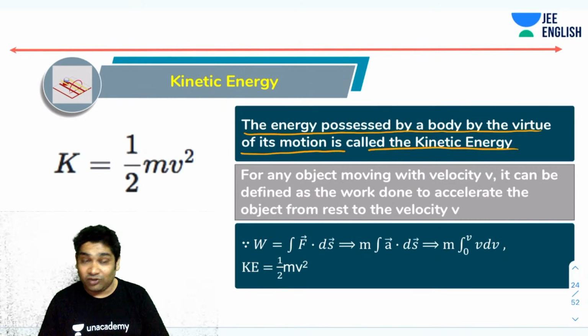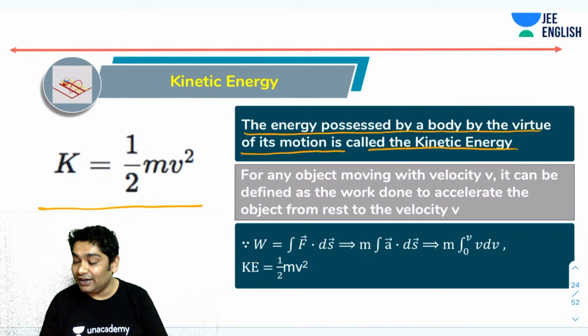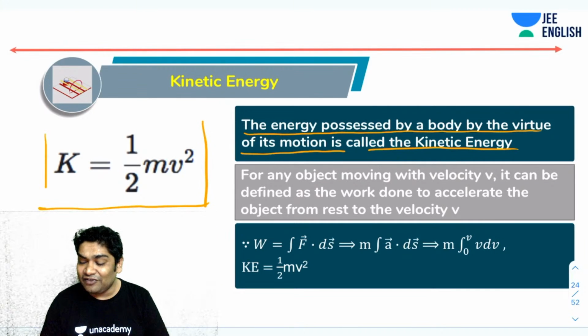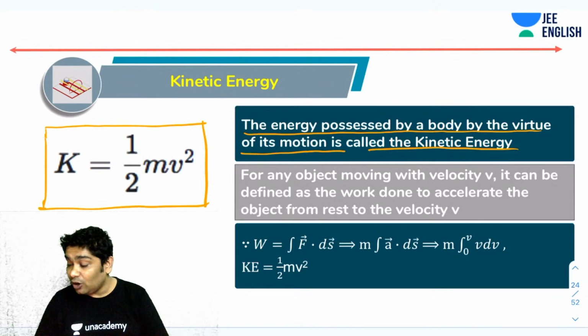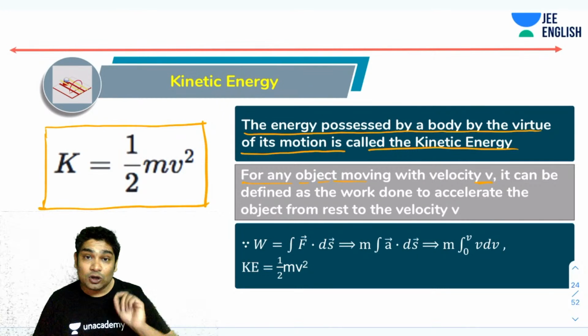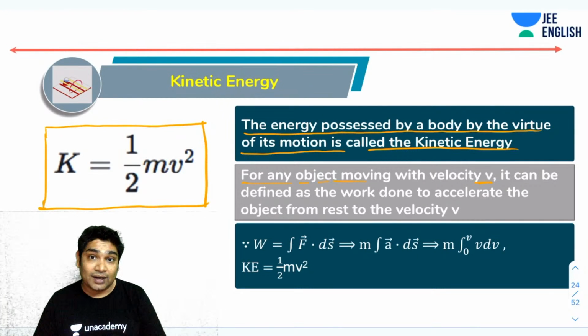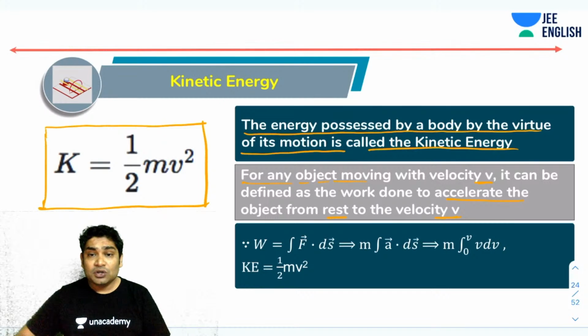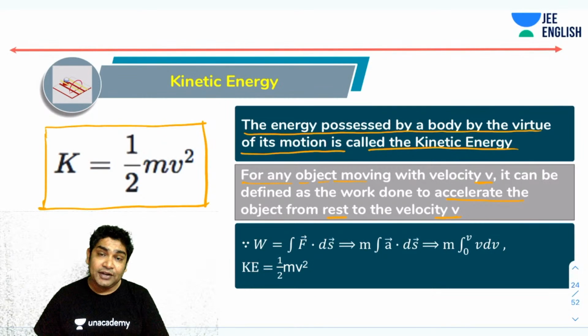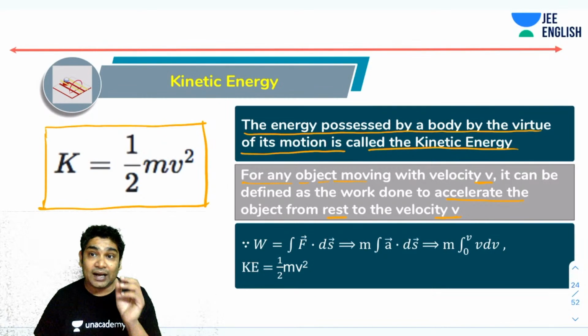You all know this formula, half mv square, right? Kinetic energy is half mv square. Why is it half mv square? For any object moving with velocity v, it can also be defined as the amount of work required to accelerate the body from rest to the velocity v. So why are you getting this expression, and why are you calling this energy associated by virtue of its motion?